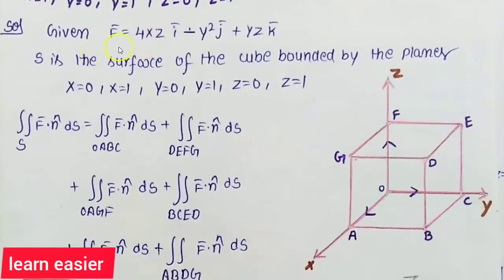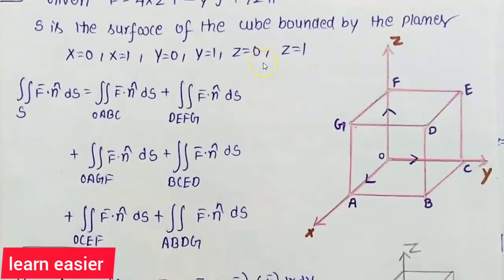So the given f bar is 4xz i bar minus y square j bar plus yz k bar, and S is the surface of the cube bounded by the planes x equal to 0 and x equal to 1, y equal to 0 and y equal to 1, z equal to 0 and z equal to 1. Now for finding the surface integral of the cube, we have to find out the surface integral of each plane. So by adding the surface integral of each plane, we can get the surface integral of the cube.